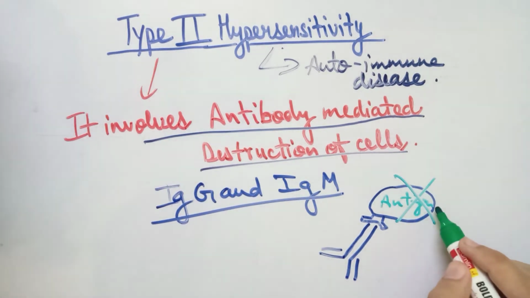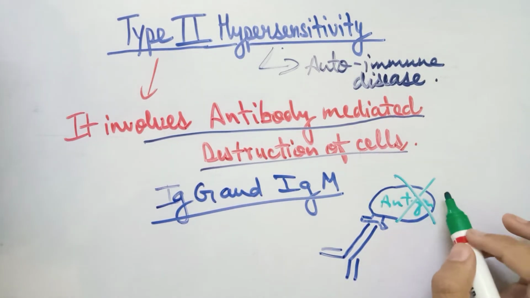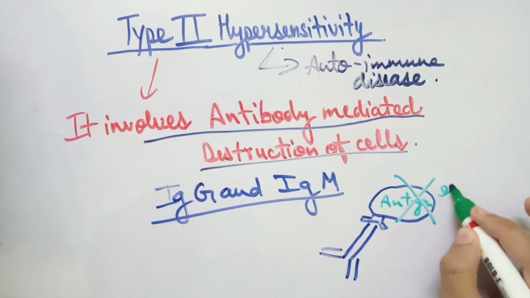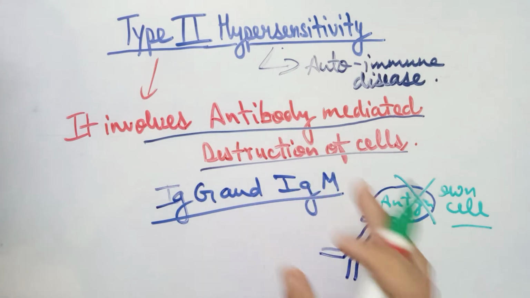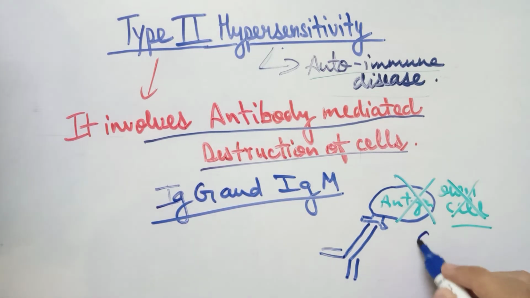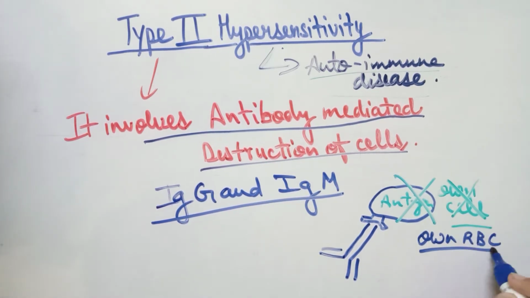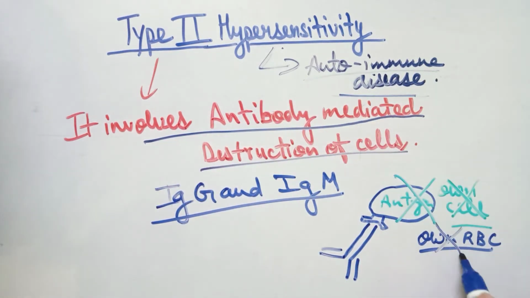If the antigen were foreign, then it would have been beneficial. But this antigen is basically a self antigen, or the own cell of the body. So the IgG or IgM antibodies attack their own cells by mistake due to this type 2 hypersensitivity reaction and kill their own cells. Example, the own RBCs of the body. If they attack the own RBCs of the body, this disease can be called an autoimmune disease. That's why we say that type 2 hypersensitivity causes autoimmune diseases. And if they attack their own RBCs, the disease is known as hemolytic anemia.